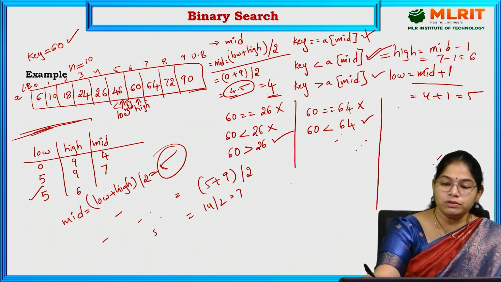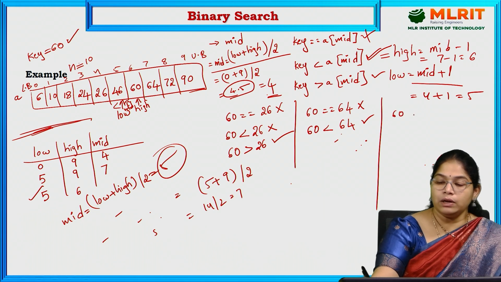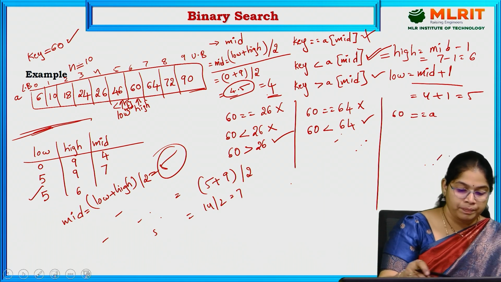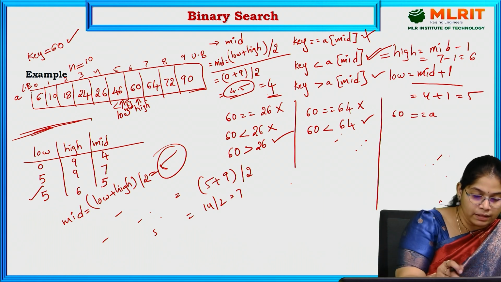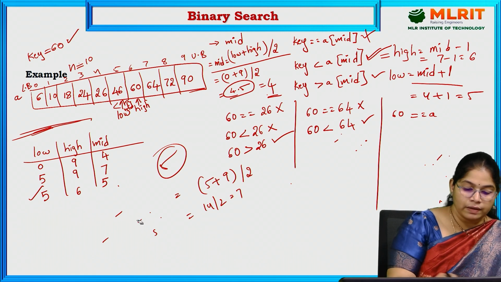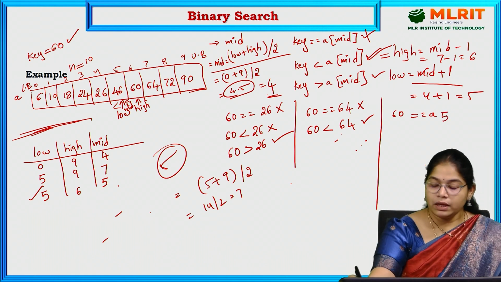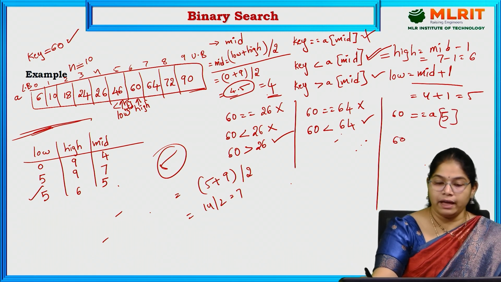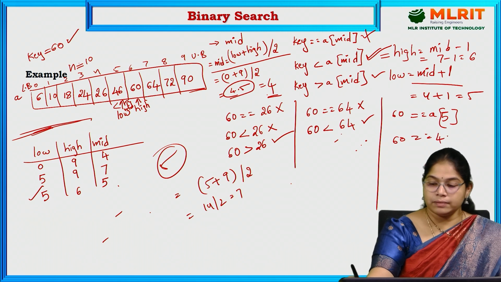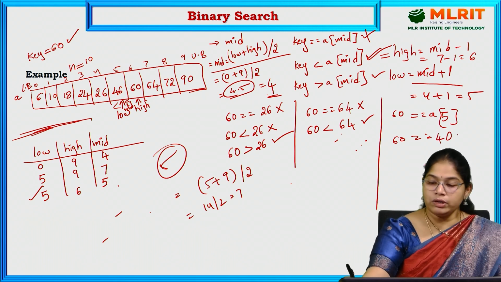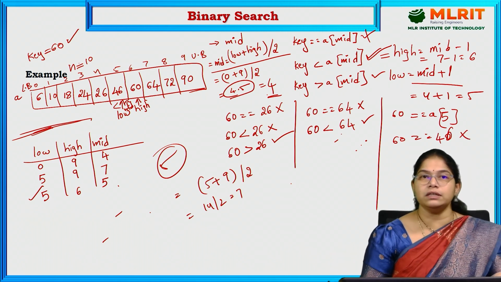First we have to check whether key is equal to A of mid. Is key 60 equal to A of mid, that is A of 5? In A of 5 we have 46. Is 60 equal to 46? No, this condition is false.